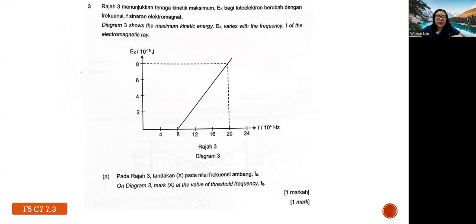Okay, question 3 is from Form 5 last chapter, quantum physics, on Einstein's theory of the photoelectric effect. Diagram 3 shows the maximum kinetic energy EK varies with the frequency F of the electromagnetic rays. On diagram 3, mark X at the value of threshold frequency. So this is a kinetic energy versus frequency graph. Generally the X-intercept refers to the threshold frequency. So you just put a cross over here and you get 1 mark already.